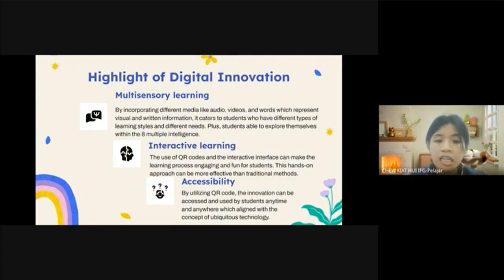So for the third highlight point, which is the accessibility. So by utilizing QR code, the innovation can be accessed and used by the students anytime and anywhere, which align with the concept of ubiquitous technology.